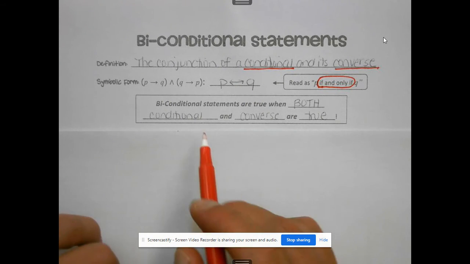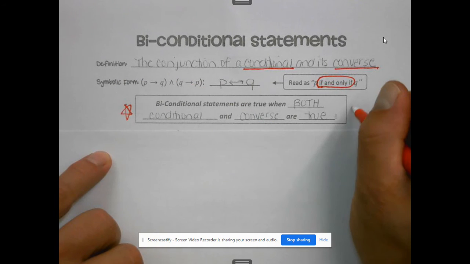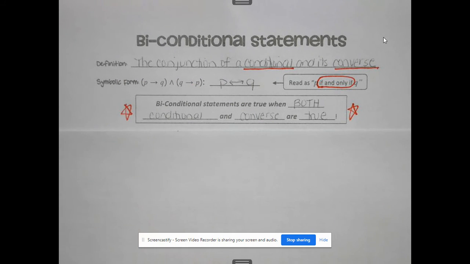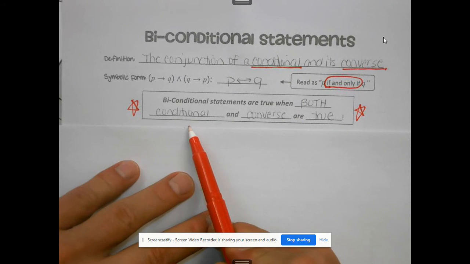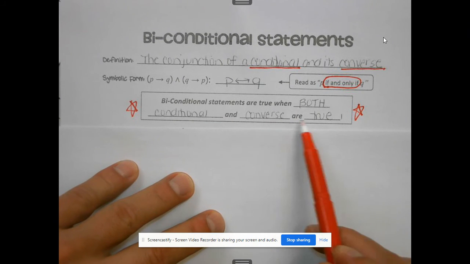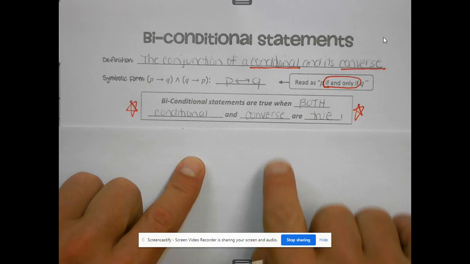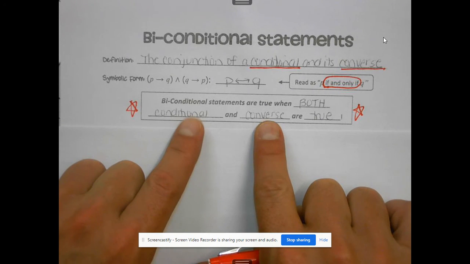All right? This little box is important. Put some stars around this bad boy. Biconditional statements are true when both the conditional and the converse are true. So kind of like we did in the previous page, we got to make sure these are both true for the biconditional to be true. Let's check out some examples.